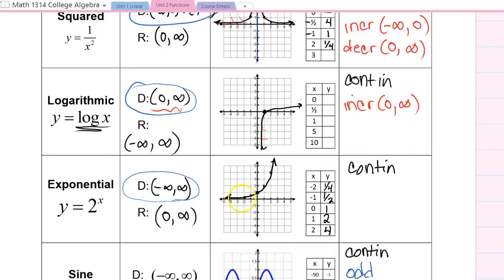For exponential, our y values are also getting bigger. So we're going to say it's increasing from negative infinity to positive infinity.